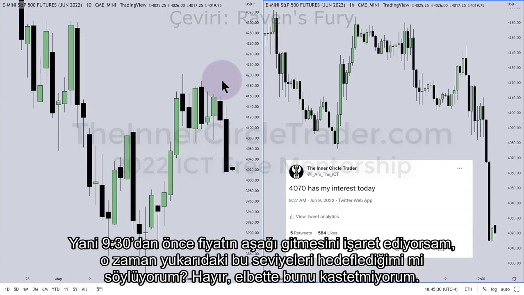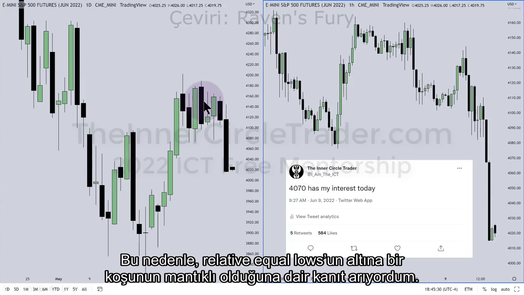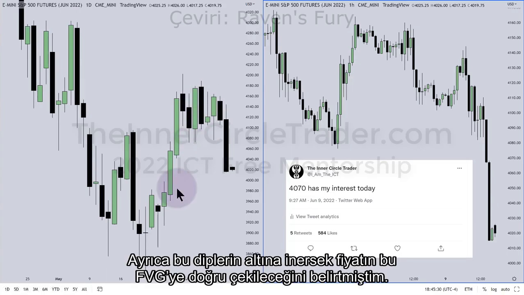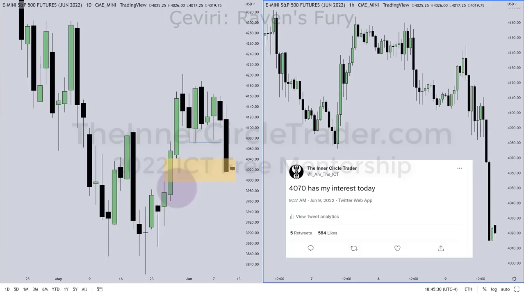So I'm thinking what? If I'm pointing down here before 9:30, am I suggesting that we're going to go up here or here or here? No. So I'm looking for evidence to support the idea that a run below these relative equal lows is warranted. I also stated if we went below those lows, that we would draw into that fair value gap. I came out in video, explained that I would be more interested in seeing this level down in here, and if we did, we would draw into this area here.